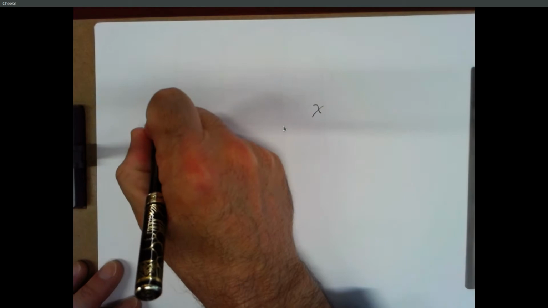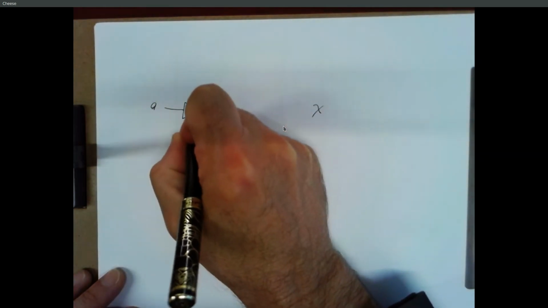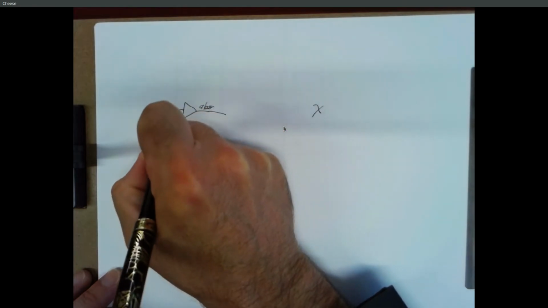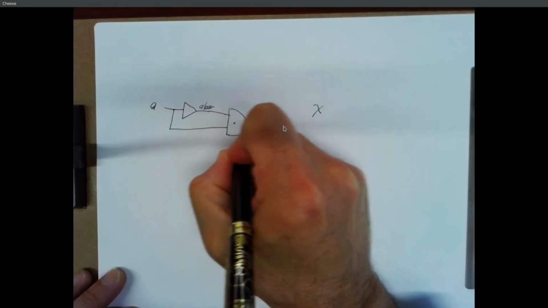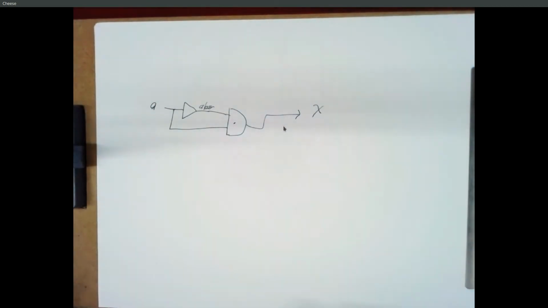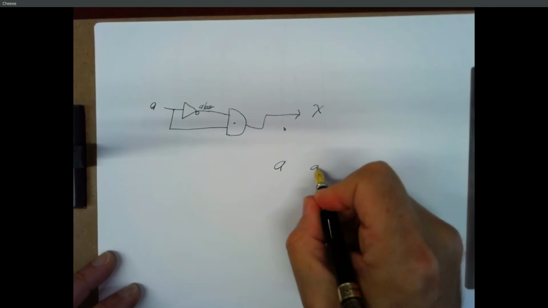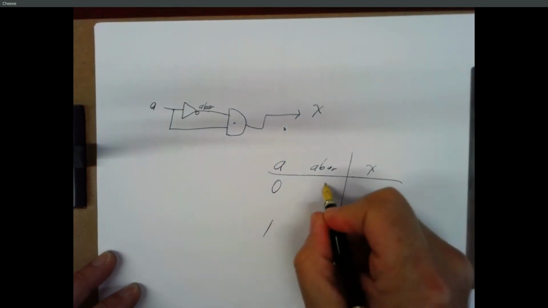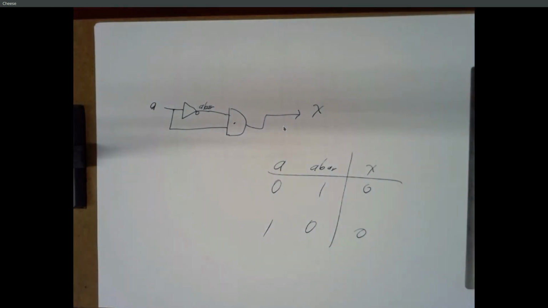A with A bar. So A goes through an inverter and creates a signal called ABAR, and then that gets ANDed with A, and that's our output X. And that's an inverter. So A bar, X. So 0 and 1 is 0, 1 and 0 is 0. So the output should always be 0, right?